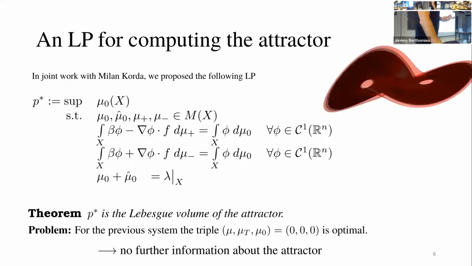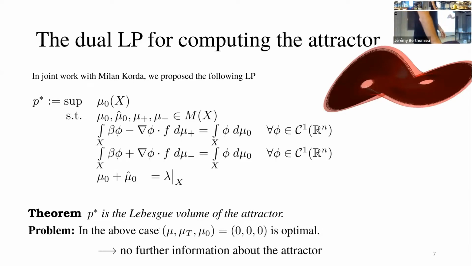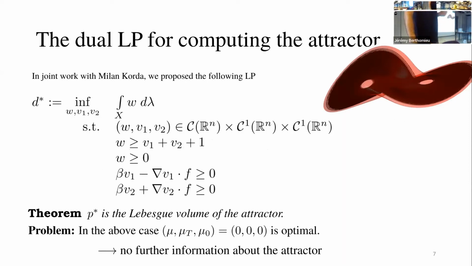And fortunately, this can be improved by looking at the dual problem. If we formulate the dual problem to this one here, it acts on continuous functions or C1 functions, and it has the following form. And we still have the property that it computes the correct volume because there is no duality gap.